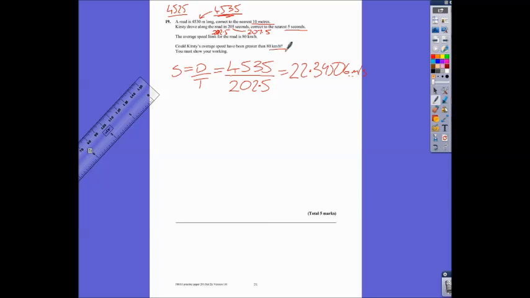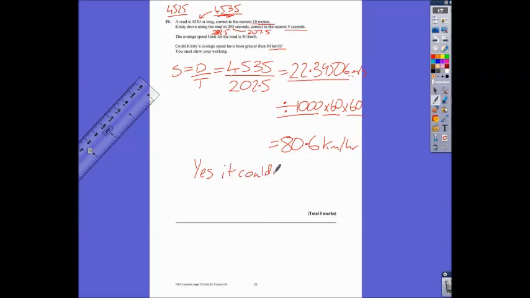So to convert the metres into kilometres, we need to divide that answer by 1,000. And then to convert the seconds into minutes, we need to times by 60. And then minutes into hours, we times by 60 again. So keep this in your calculator, divide by 1,000, times by 60, times by 60. And that will give us 80.6 kilometres an hour. So we need to write our final answer. Yes, it could have been just over 80 kilometres an hour.